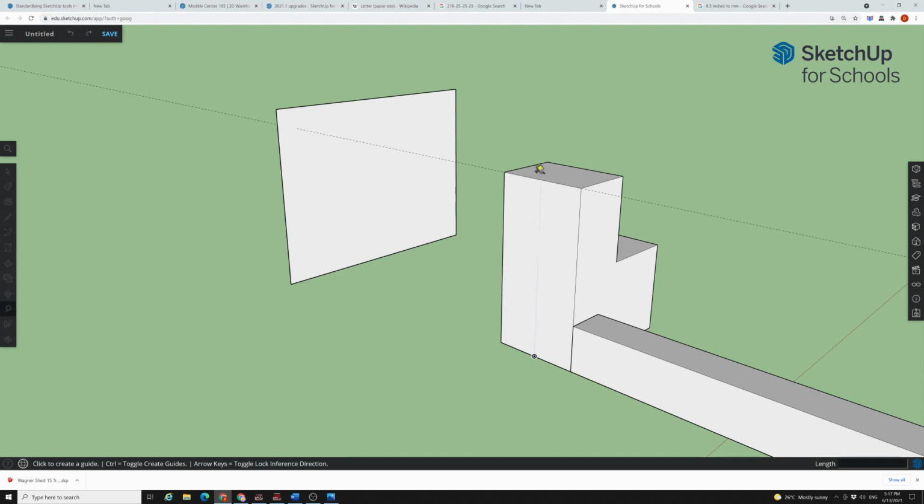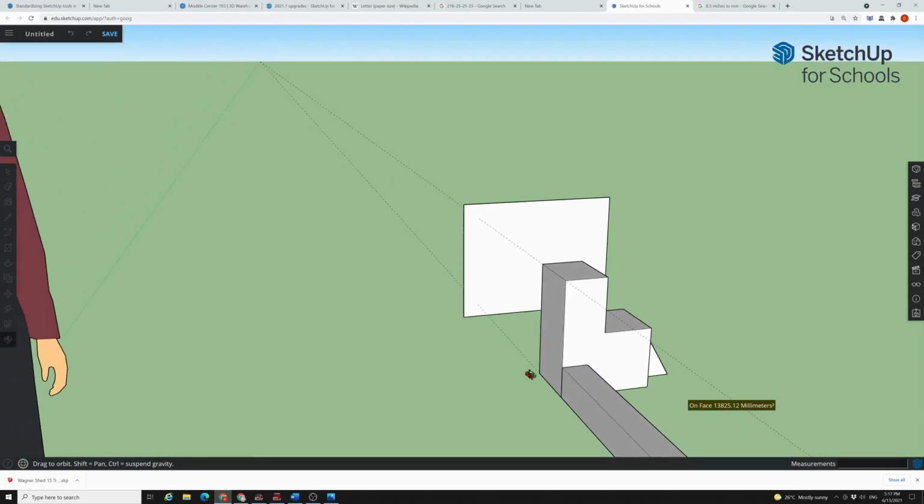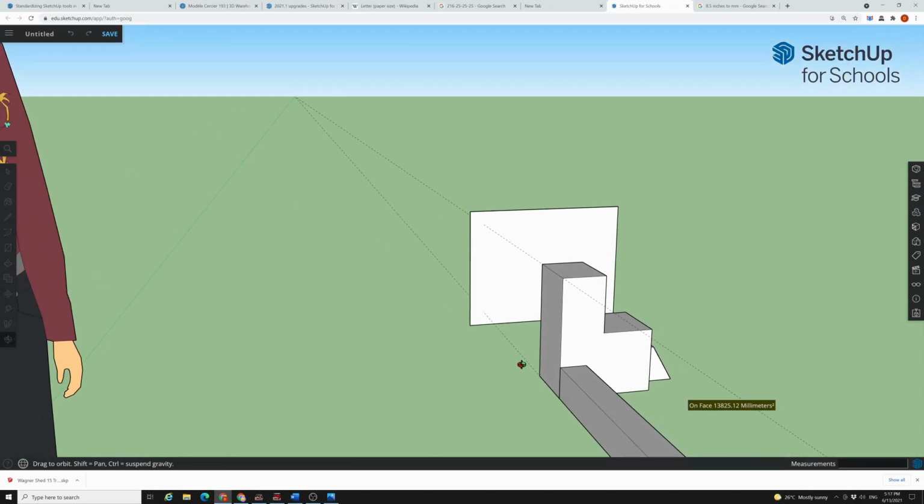So there's that construction line. There's another construction line. And you can see in SketchUp, it draws in perspective. We did a couple of perspective drawings, and when you look at these construction lines, you can see they meet at the horizon. They touch at the horizon.